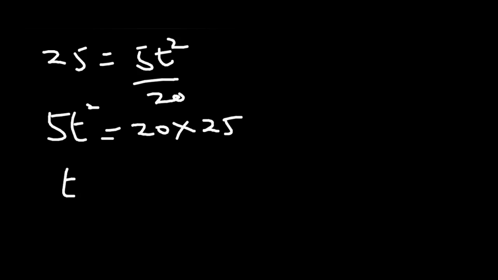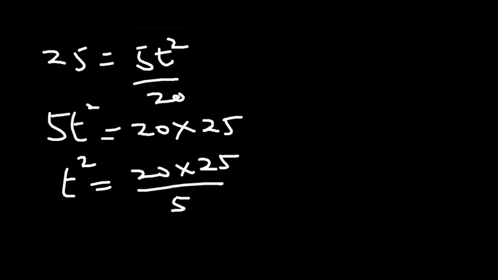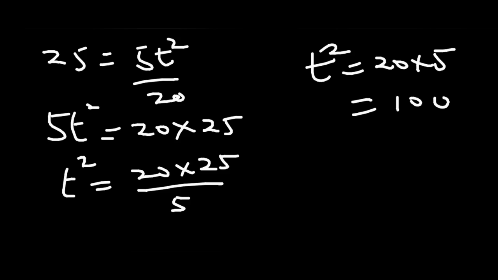And if we cross multiply, we have 5T squared equals 20 multiplied by 25. Dividing through by 5, we shall have T squared equals 20 multiplied by 25 divided by 5. So that T squared will be equal to 20 multiplied by 5, since 25 divided by 5 will give 5. So that we have T squared equals 100.